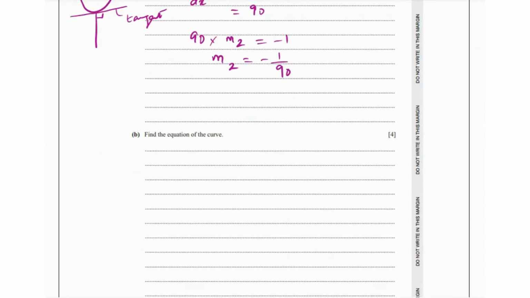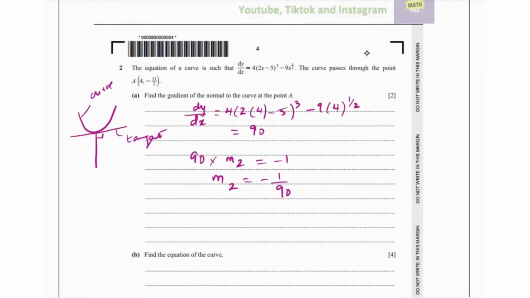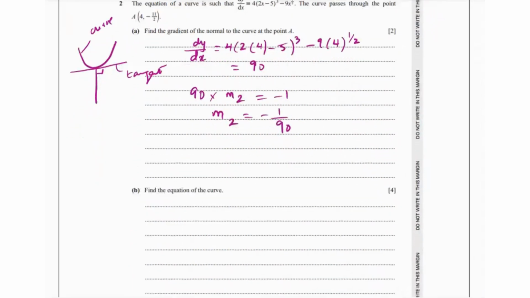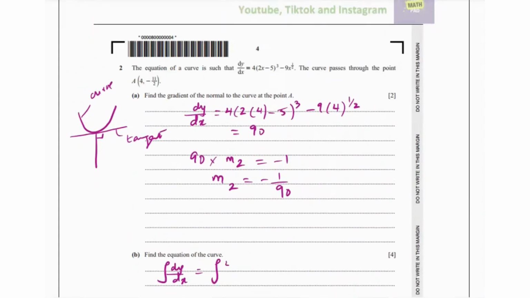Then you have to find the equation of the curve. So for the equation of the curve, we know that we have dy by dx. So to find the equation of the curve, we go back, and when we go back, we're basically integrating dy by dx to find the equation. So we integrate dy by dx, which is 4 (2x minus 5) to the power 3 minus 9x to the power 1 over 2.